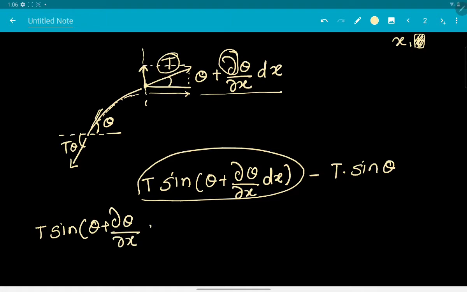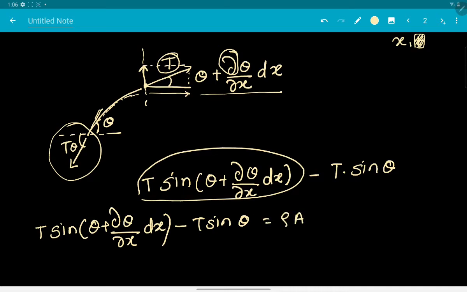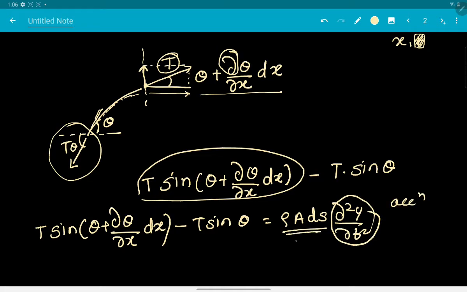I'll write down the first force term here, and this is the second force term on the other side. This needs to be equal to mass times acceleration, which comes out like this. It needs to have ds times del square y by del t square. This is the acceleration term and this is the mass. So this is the total inertial term which we have written over here.